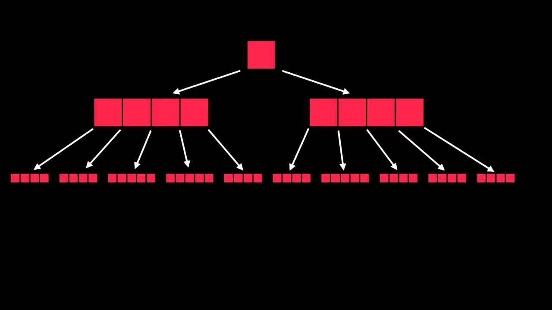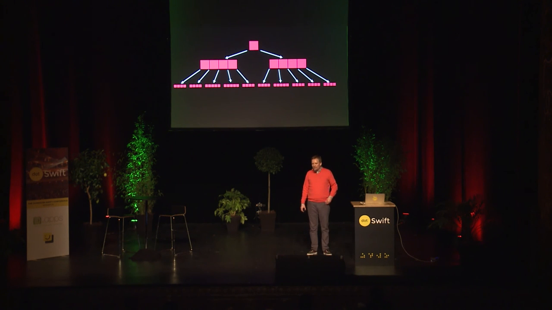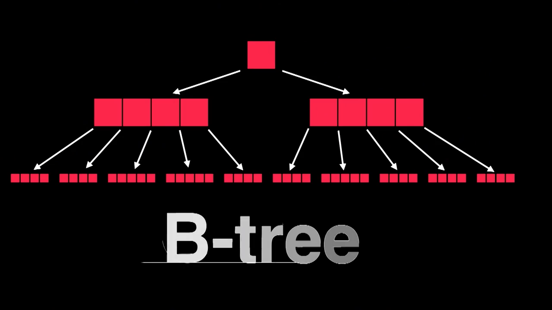So we have just invented a really cool new data structure, but unfortunately, this is 45 years old this year. It's called B-trees.